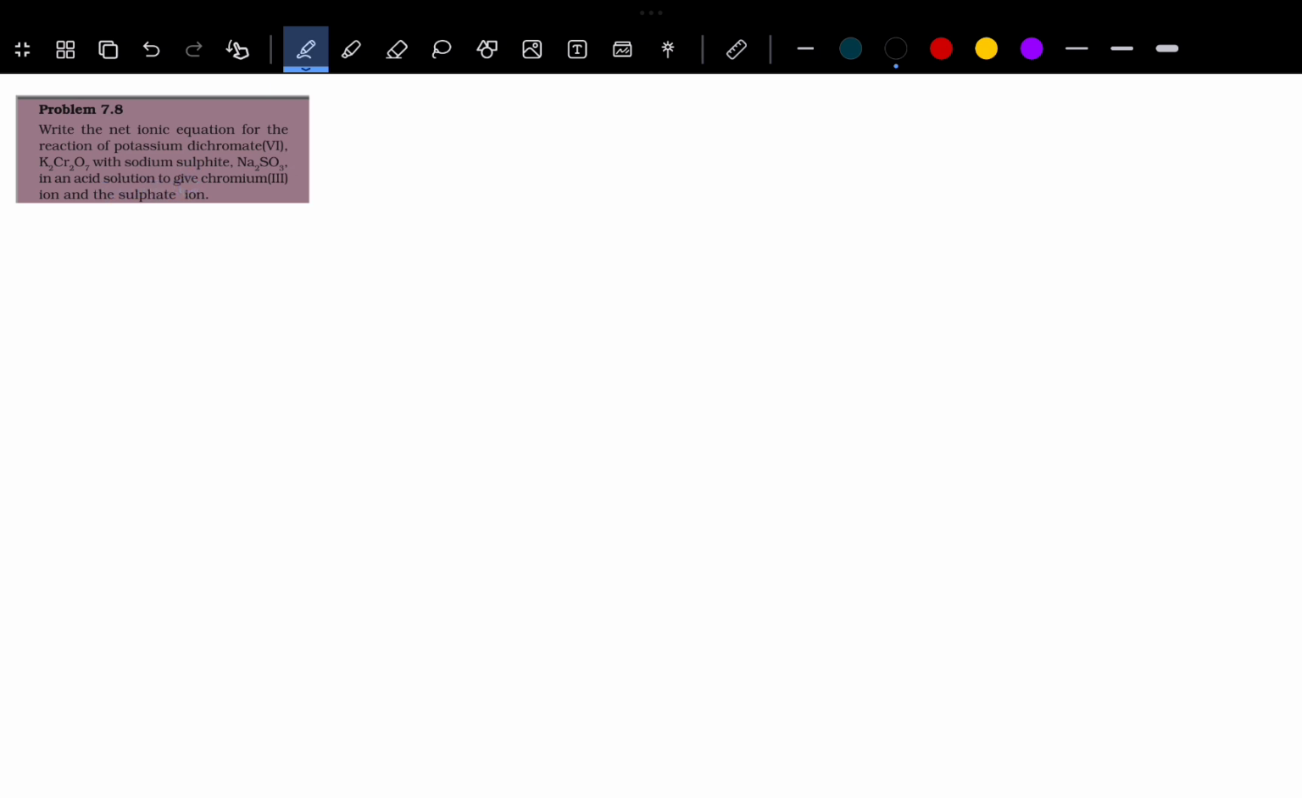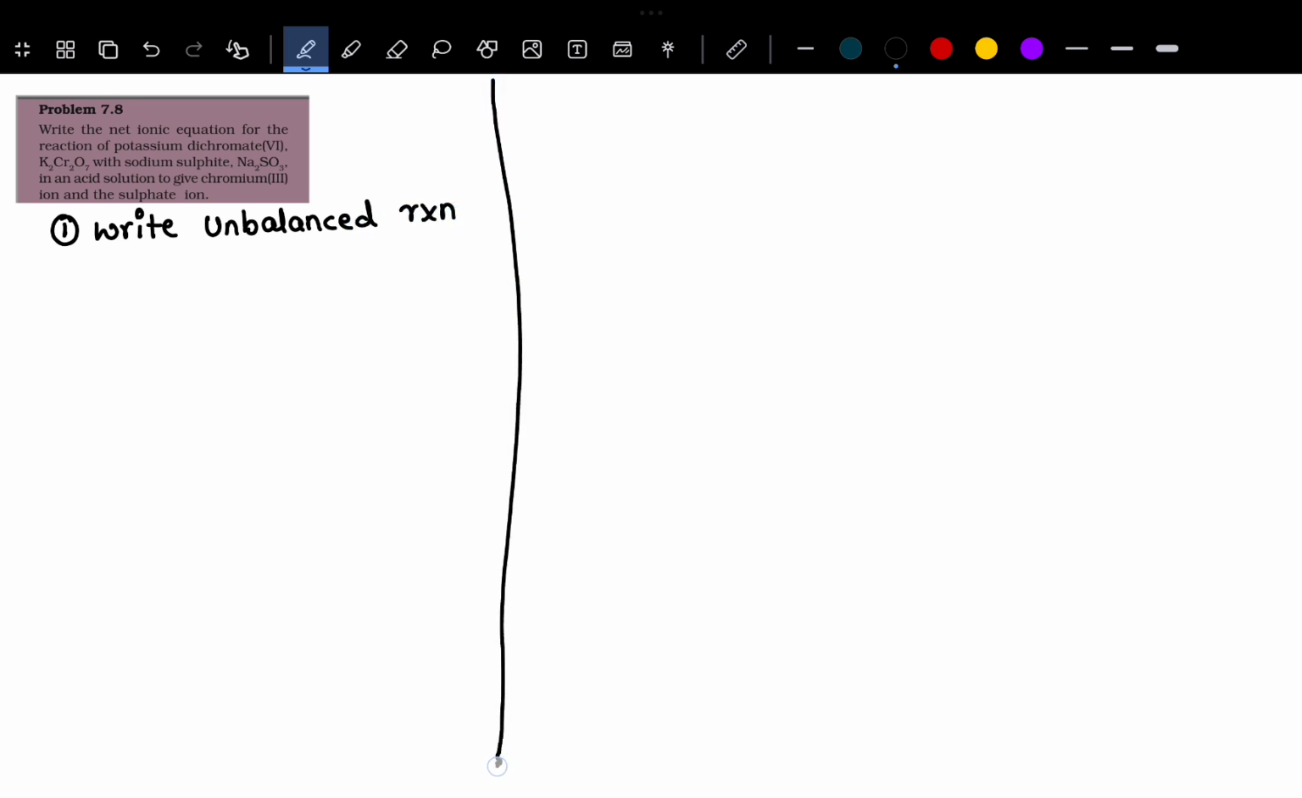So how we are going to approach this question: we have some steps, so we'll go stepwise. In total I'll have 4 steps. If you want to understand this better, write it side by side so that it will be easier for you. The first step is to write the unbalanced reaction. I'll write it on the right hand side here.